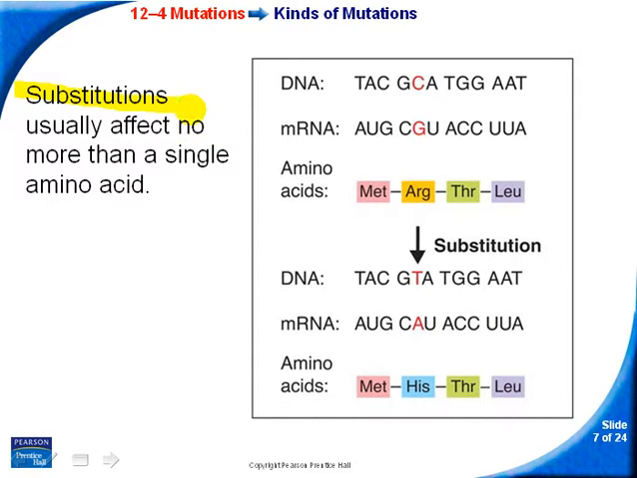So substitutions. A substitution usually affects one single amino acid. If you look right here, we have a cytosine, and a thymine gets substituted instead. And if you notice, what it does is it changes this amino acid right here, which could adversely change the structure of the protein. If you notice, this amino acid and these two amino acids are not changed. They're the same down here.